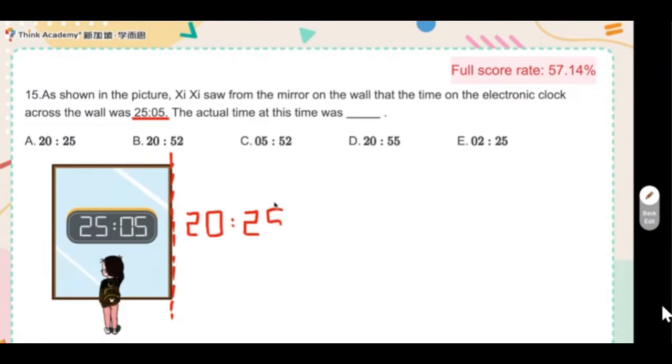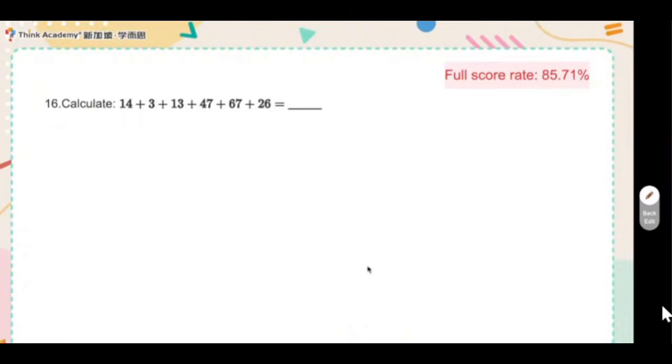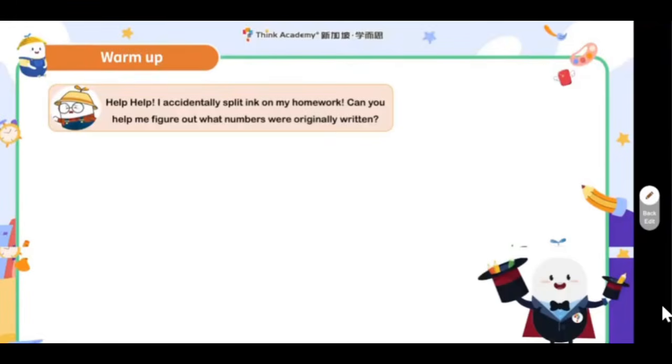Okay, so after we do it, we will see which one is the correct answer. That will be A. Good job. Then this time, let's move on. Question 16. This one, I just give you a clue. Always find the good friend pairs, do the plus altogether, okay? This one is easy.